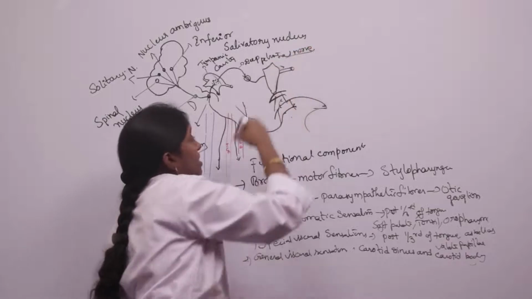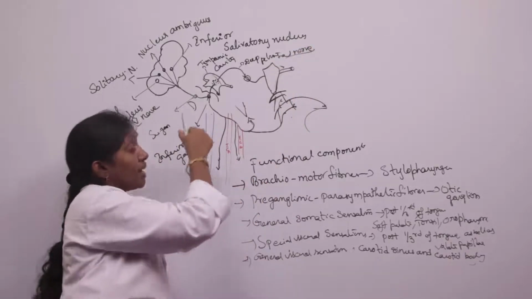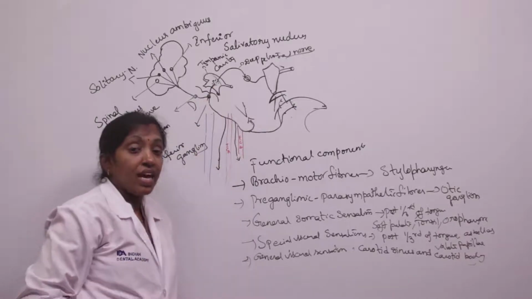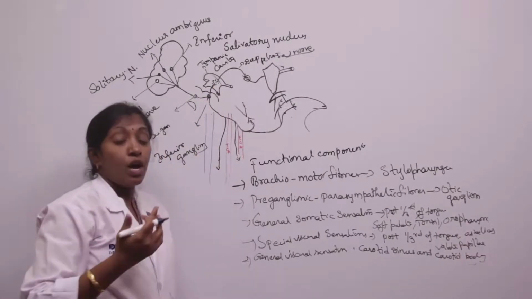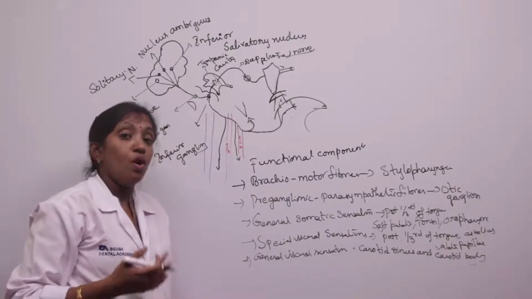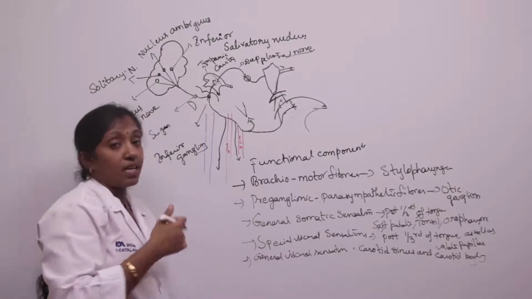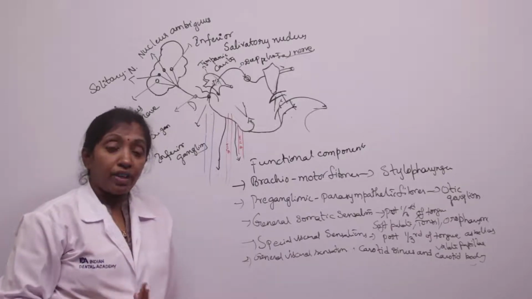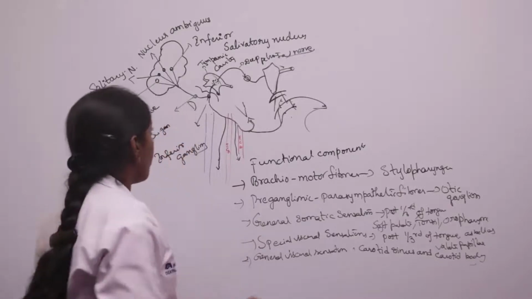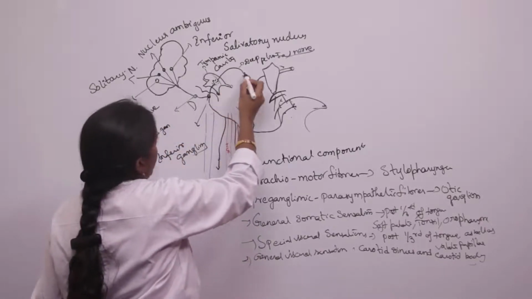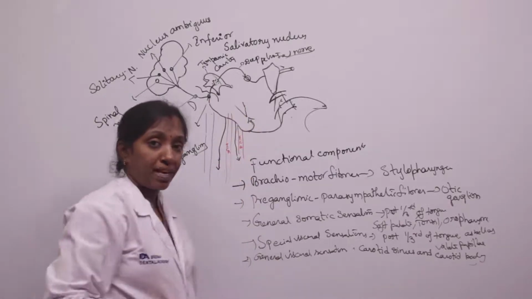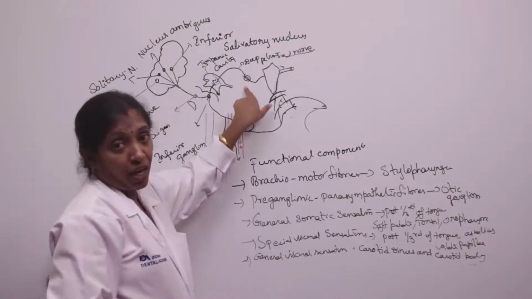What is the function of the tympanic plexus? The tympanic plexus supplies the mucous membrane of the tympanic cavity, tympanic membrane, mastoid air cells and also the mastoid antrum. From the tympanic plexus, a branch arises which is nothing but the deep petrosal nerve, which carries the preganglionic parasympathetic fibers, and they relay in the otic ganglion.